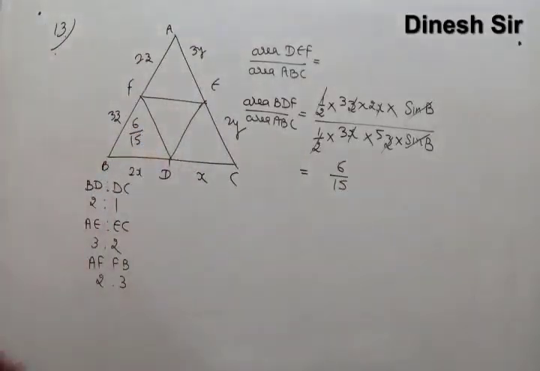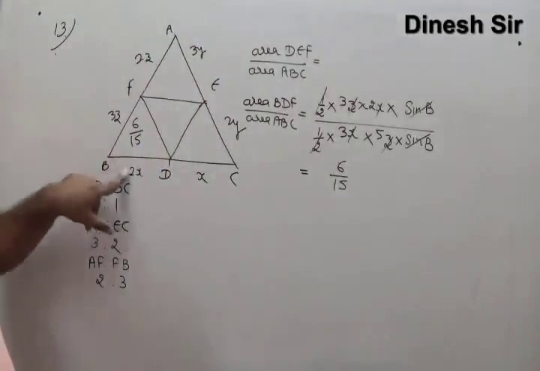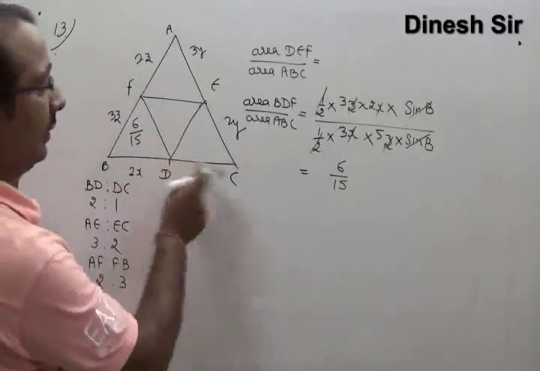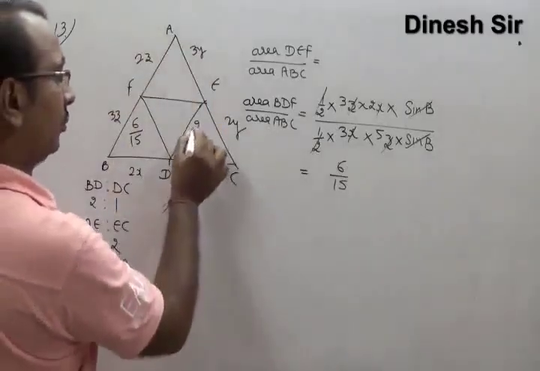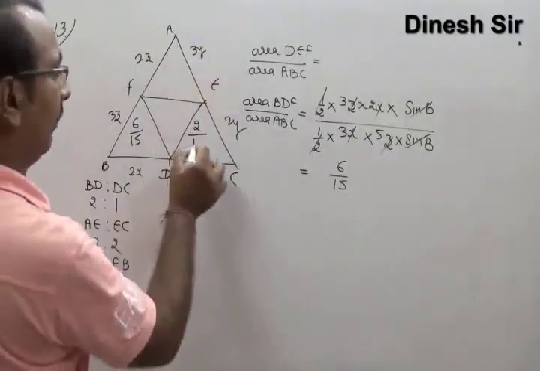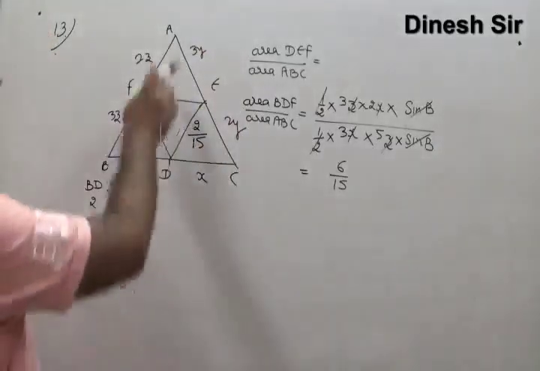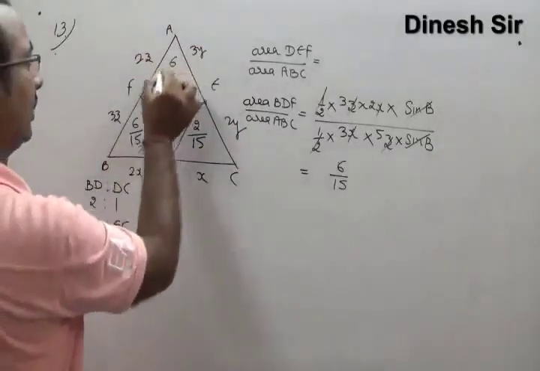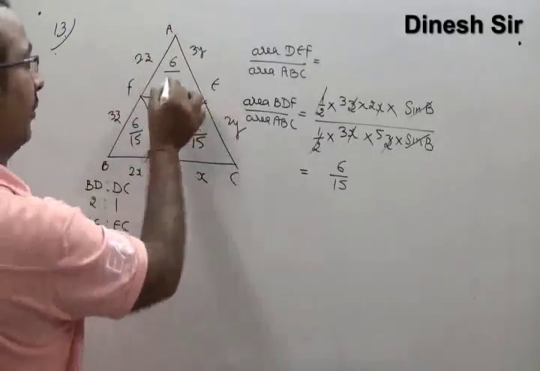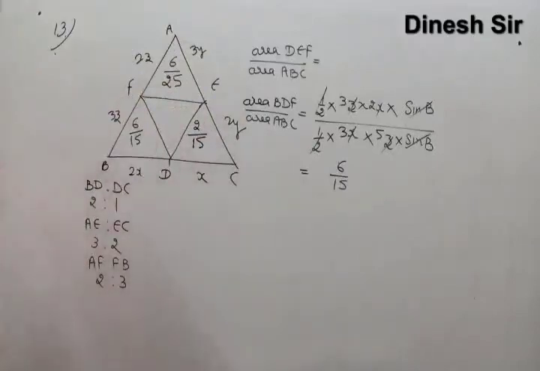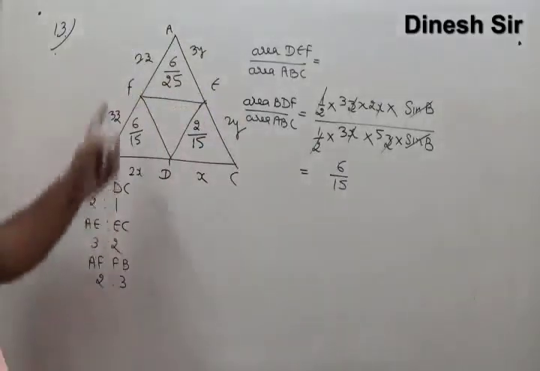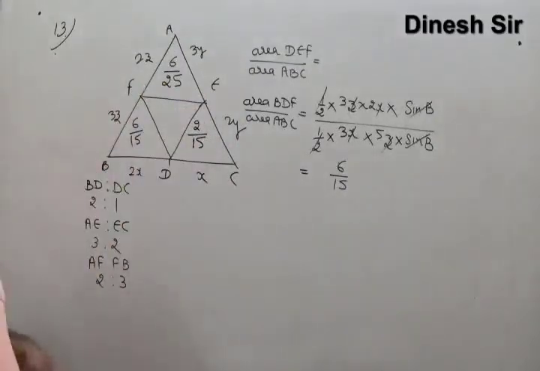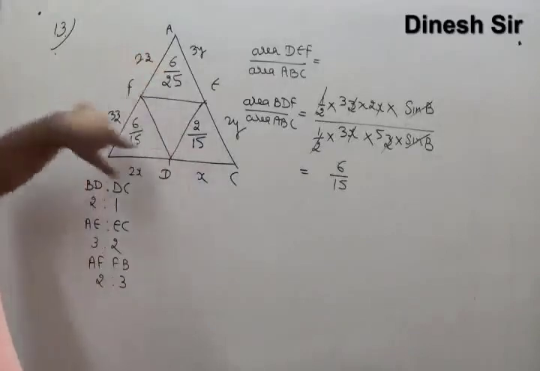So what concept can we apply here now? Multiply 3 into 2, 6, upon 3 into 5, that is 15. From that, the area of DCE with the total is 2 into 1, that is 2, upon 3 into 5, that is 15. Similarly, I can find the area of triangle AFE with the total: 2 into 3, that is 6, upon 5 into 5, that is 25. So here we have the areas of the triangles AFE, BDF as well as CDE with the total.